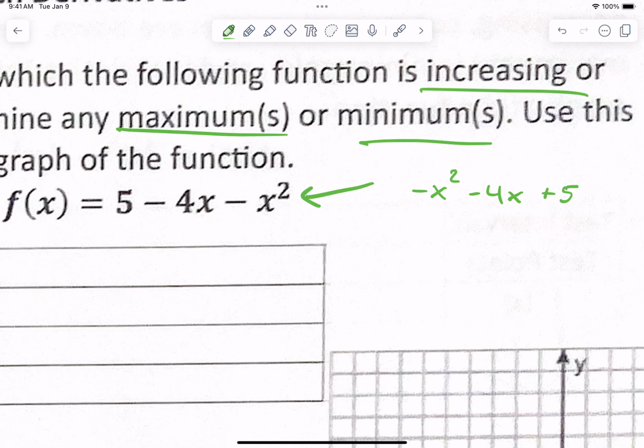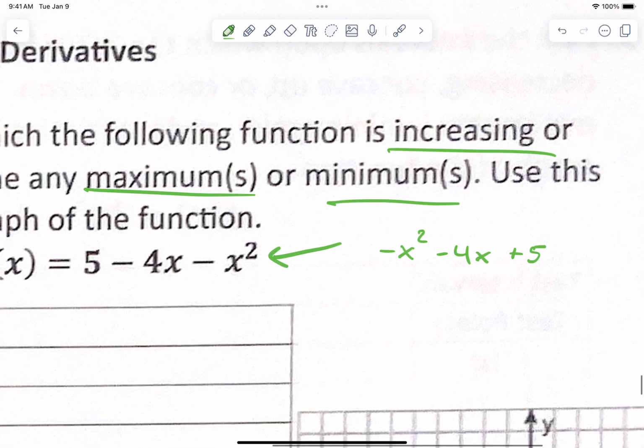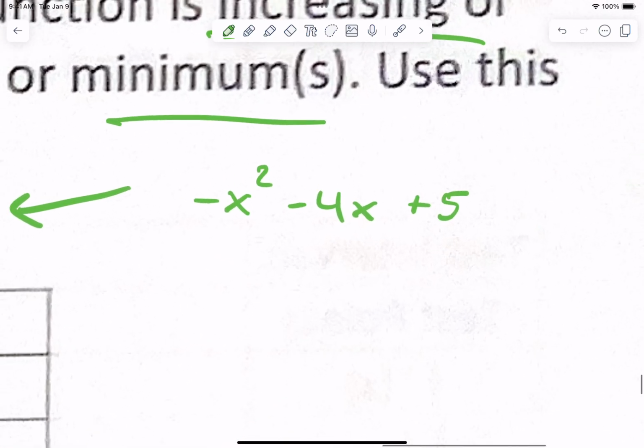So we have kind of in our mind, before we sketch the graph, what it's going to look like. In our brains, we know it's a downward parabola, so it is going to have a max but no min. Got it. We're going to conclude that here in a second.